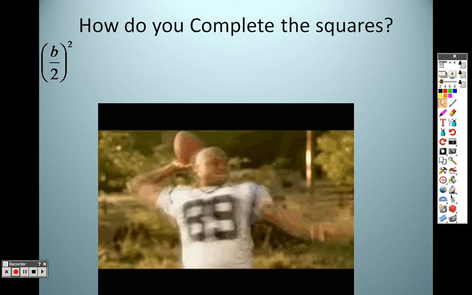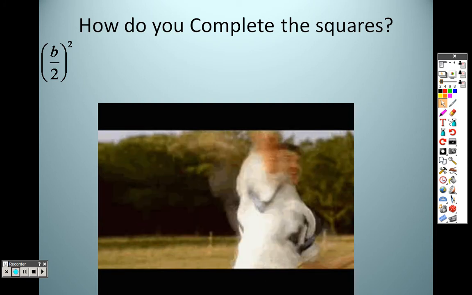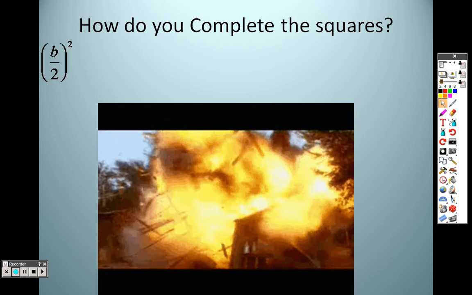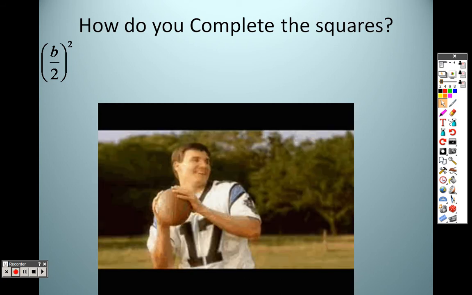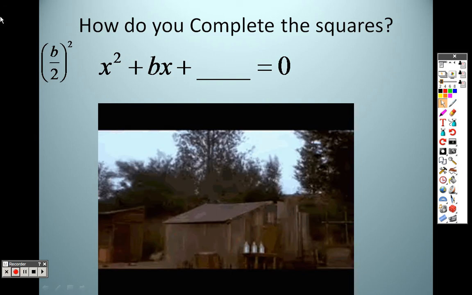Well, here's a little mini formula for you for completing the squares. It's called b over 2 squared. Very simple. B over 2 squared. You can say it really quick. It's a really small, quick little formula, but it's how you use that formula that will help you complete the squares.